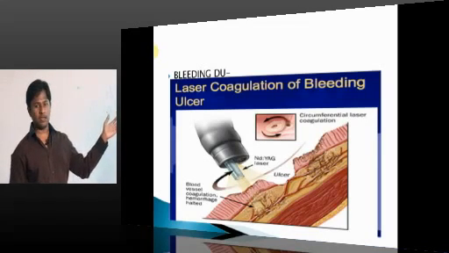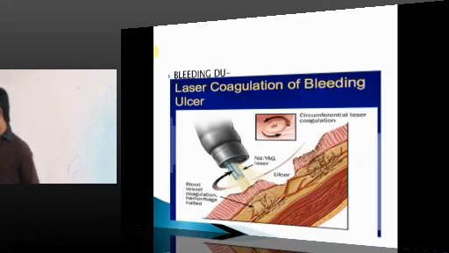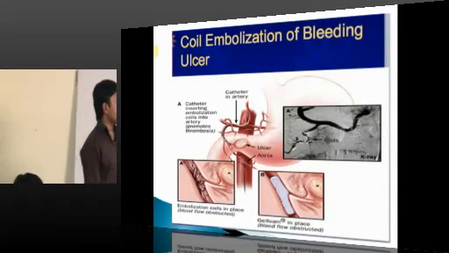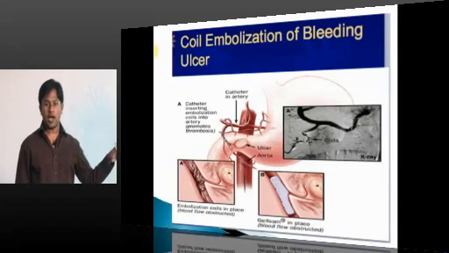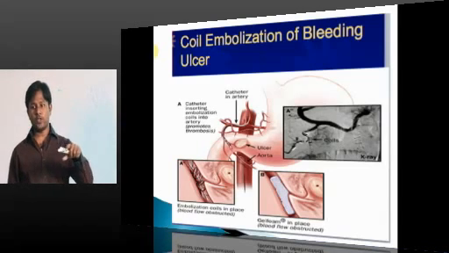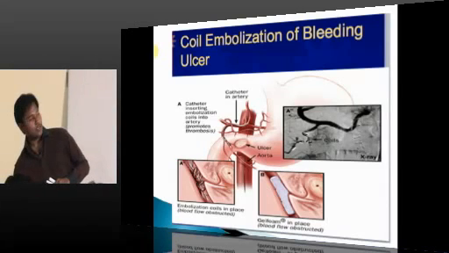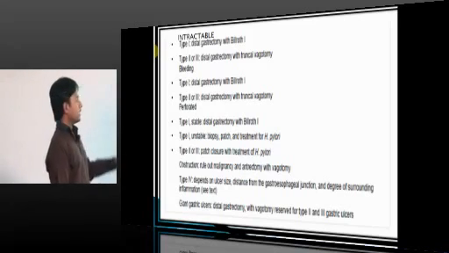Finished your third year? No. Okay, fine. So this is a type of coagulation. We have one more technique called embolization. Which artery is embolized in a case of duodenal ulcer bleeding? Stupid question. Okay, simple.